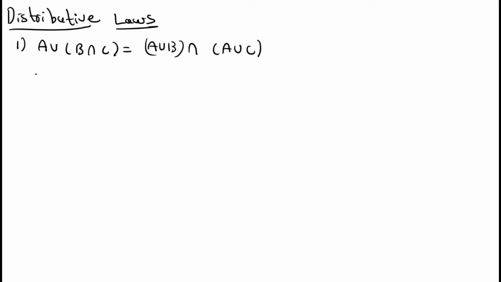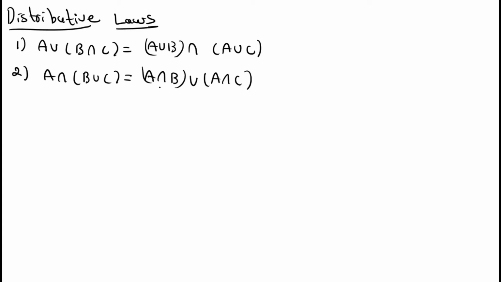Okay, the first distributive law. Second distributive law is A intersection (B union C) is equal to (A intersection B) union (A intersection C). Okay, clear? A union (B intersection C) is equal to (A union B) intersection (A union C). Then A intersection (B union C) equals (A intersection B) union (A intersection C).